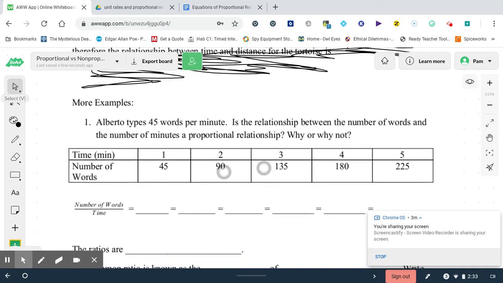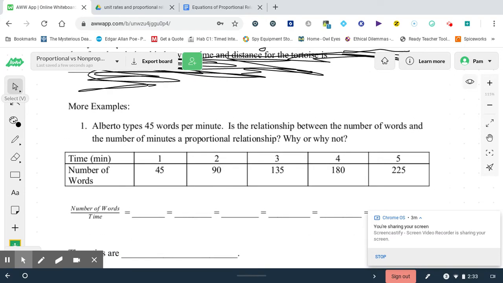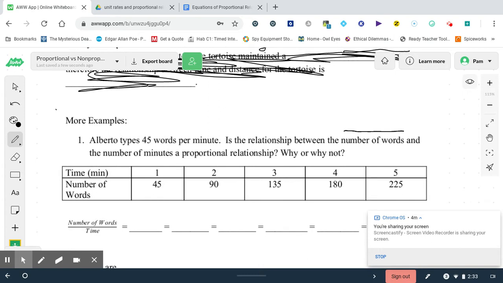Let's just take a look at example 1 so you can kind of get an idea of what I'm talking about. It says Alberto types 45 words per minute. Is the relationship between the number of words and the number of minutes a proportional relationship? Okay, and we're going to talk about why or why not.